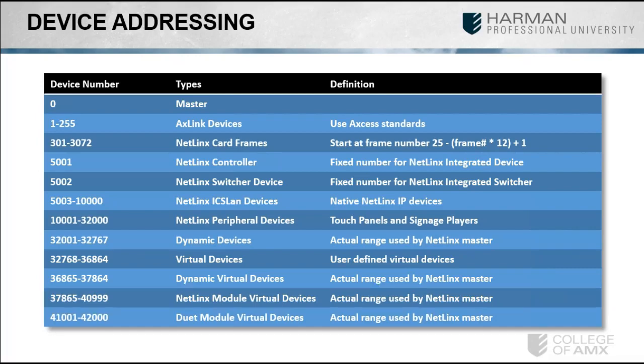The highest device numbers you will encounter is the range of Duet virtual devices. That range is from 41,001 to 42,000. Duet virtual devices are specifically used to interface with a module file that was created in either CAFE Duet or driver design software. More on these later.